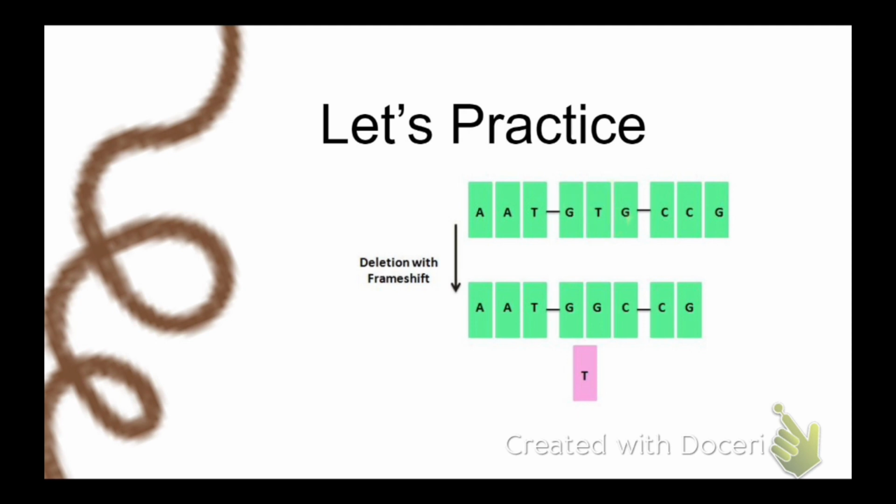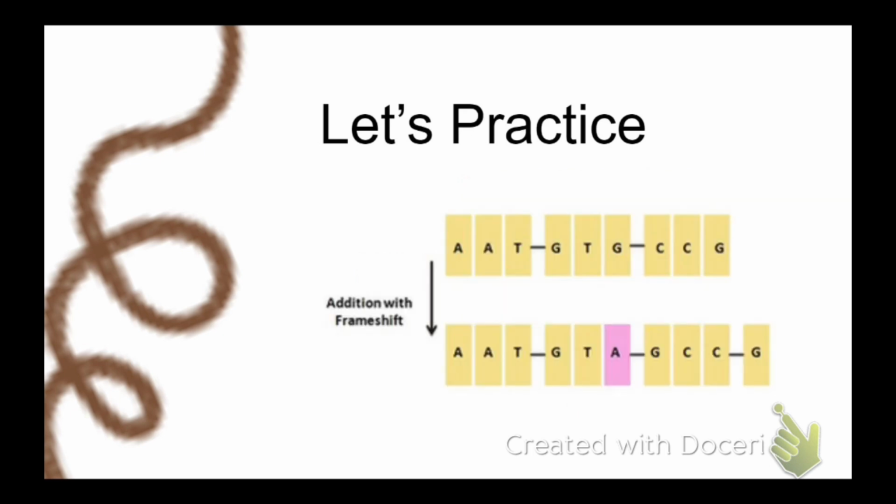Now let's try the next one. Frame shift, yeah. So basically what frame shift means is that you're shifting the reading frame of this strand. So if we're reading this and we add an additional base, the whole entire sequence after that changes, right? We're going to get different amino acids that are going to come from that.